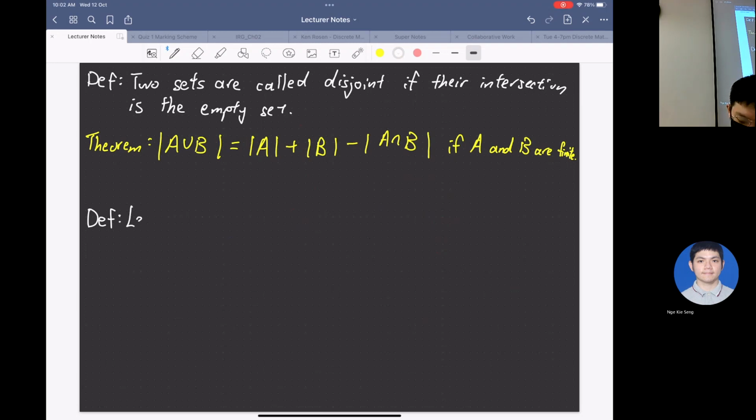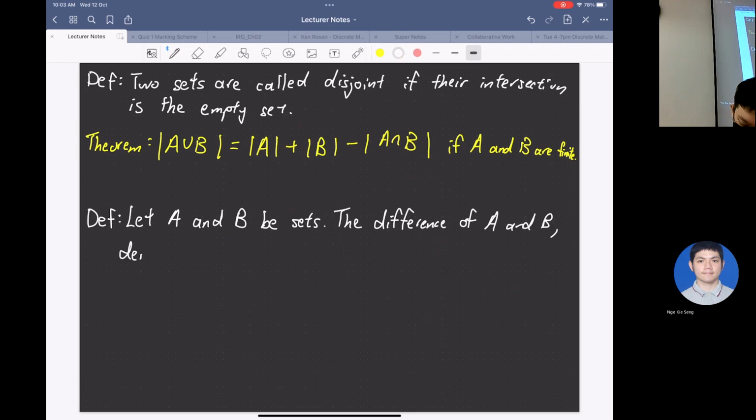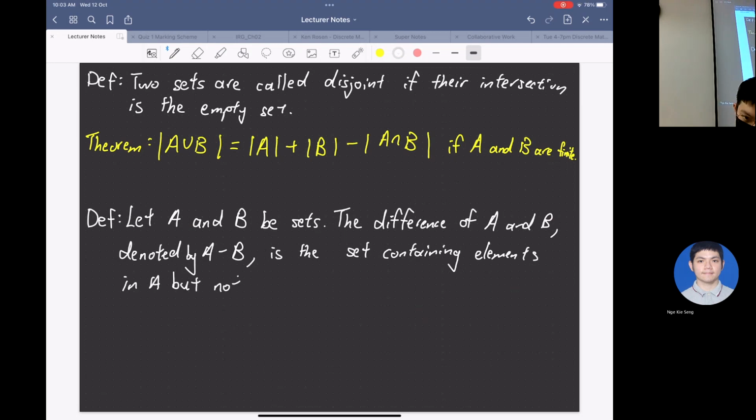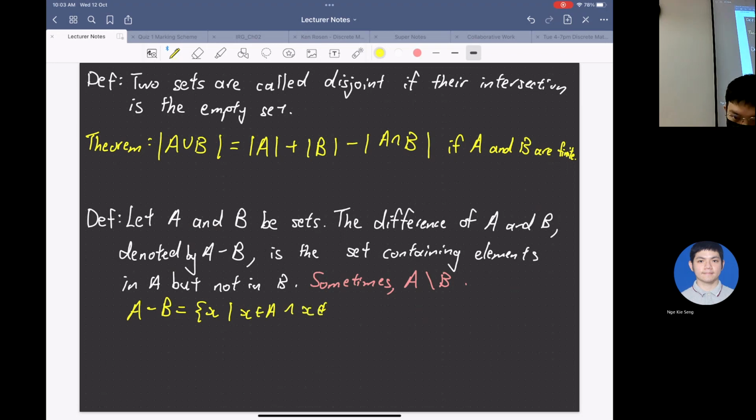Next, you have union, intersection, and product. Now you can take the difference of two sets. The difference A minus B is the set containing elements in A but not in B. Sometimes we write A slash B. In set-builder form, you write the set of x such that x is in A but x is not in B.